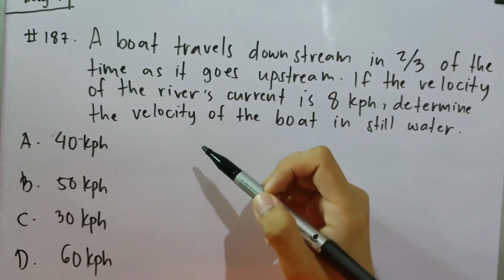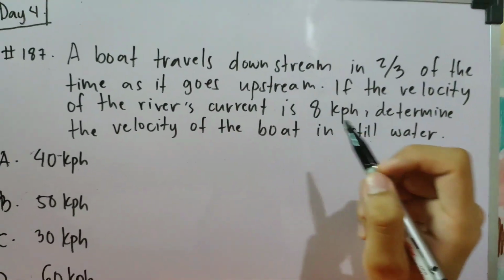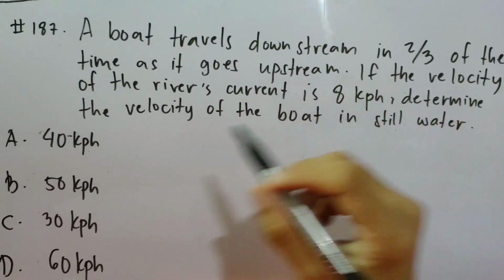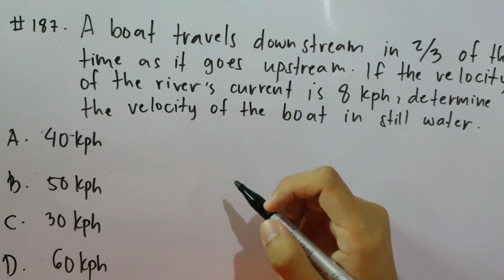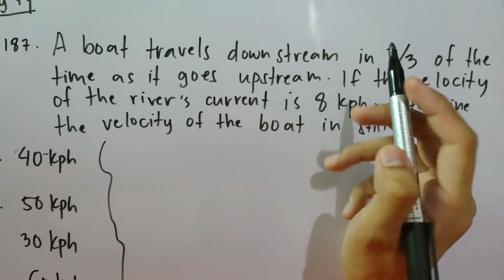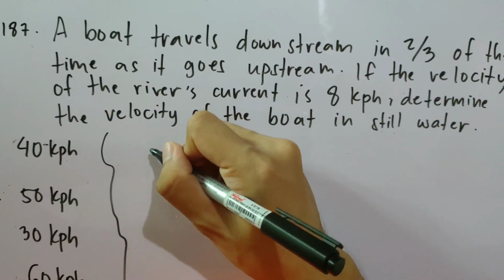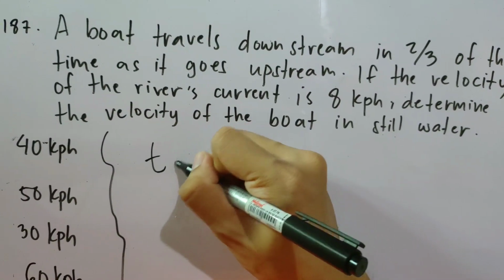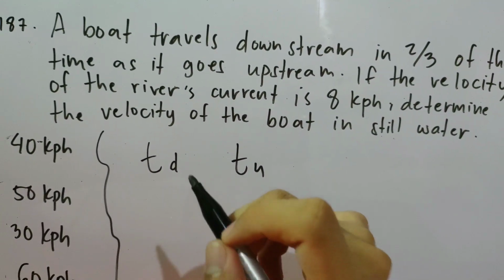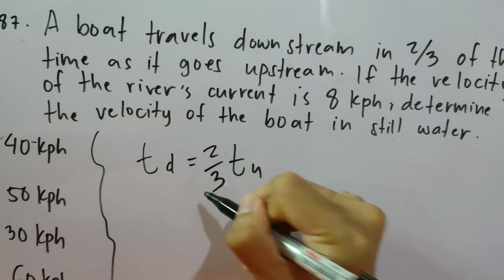Number 187. A boat travels downstream in 2/3 of the time as it goes upstream. If the velocity of the river's current is 8 km per hour, determine the velocity of the boat in still water. So, gumawa tayo ng mga variables. So, yung boat daw travels downstream 2/3 the time it travels upstream. So, meron tayong dalawang time. Yung time niya downstream at yung time niya upstream. So, yung time daw niya downstream is equal to 2/3 upstream.